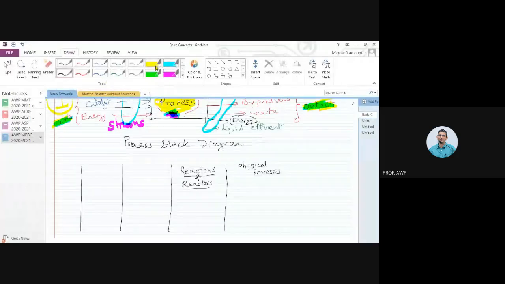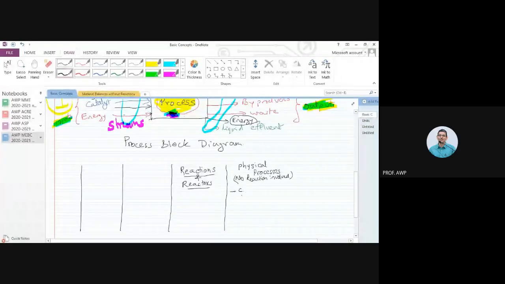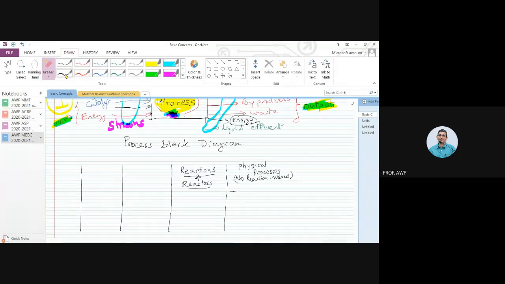Do you understand what I mean by a physical process? There is no reaction involved. Changing phase, compression, heating, excellent, transferring. Well, let's further break this down into some other categories.